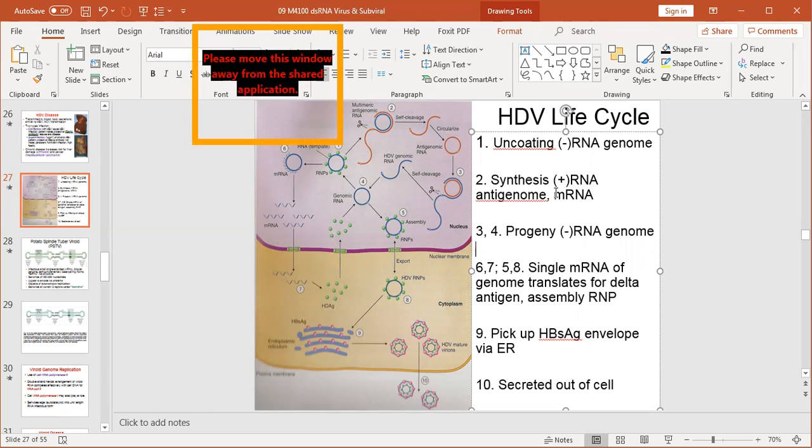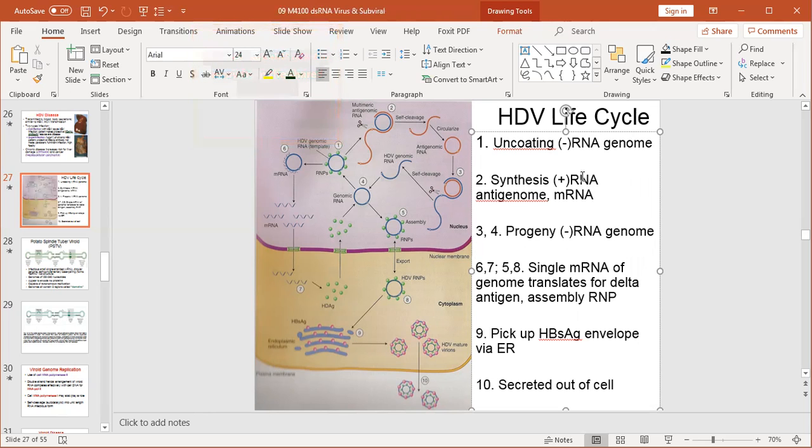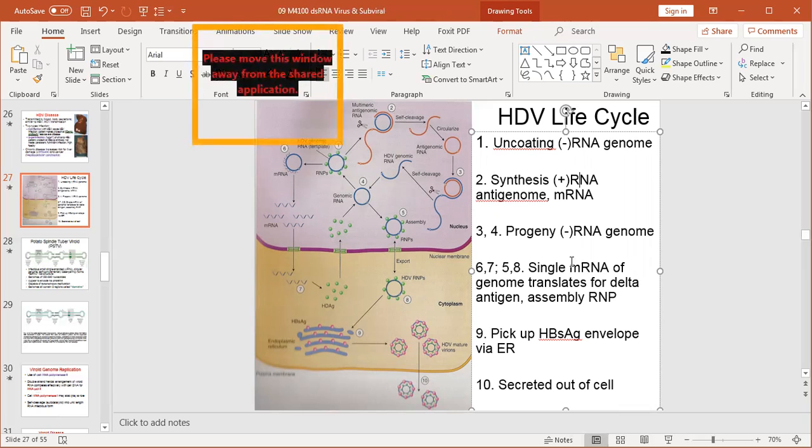How? The positive sense part of it will make messenger RNA, will make proteins, including the delta antigen, and the negative sense is the nucleic acid. The products of translation of these single mRNAs will associate with the negative genome to form ribonucleoproteins. So we have the genome, we have the proteins, the two will associate with each other to make ribonucleoprotein.